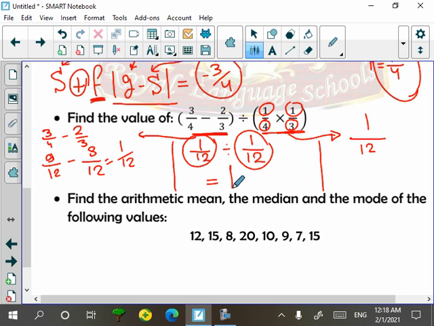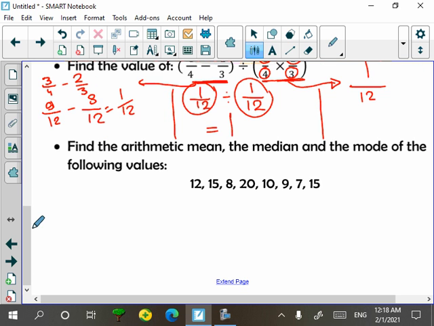The last question with us: find the arithmetic mean, the median, and the mode of the following values. Okay, first we will find the mode, the most common repeated data. The only repeated number is 15, then the mode equals 15. Okay, how can we find the median?